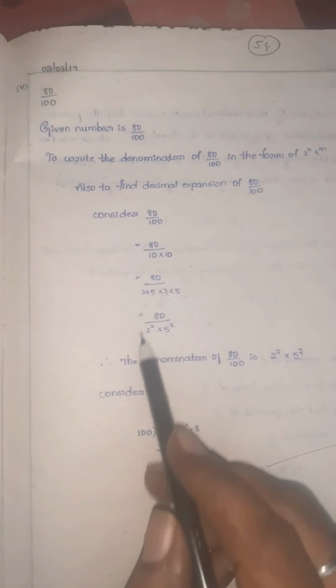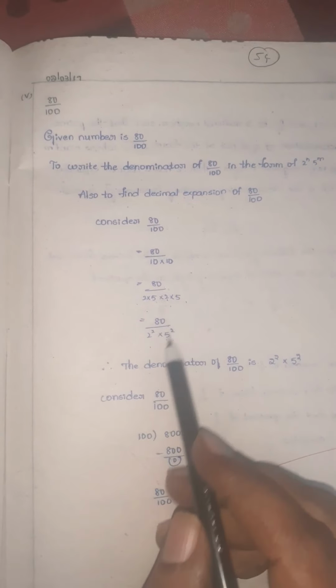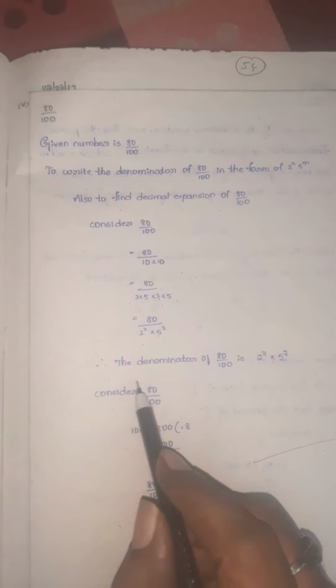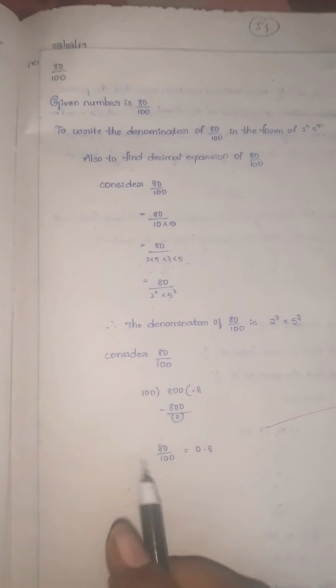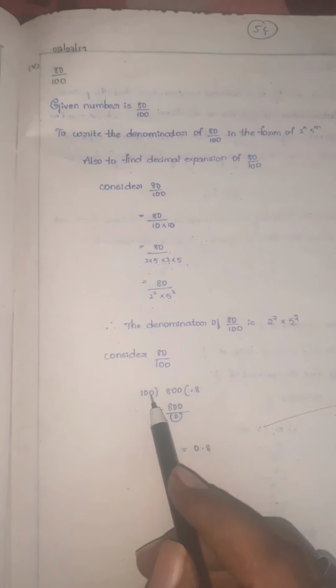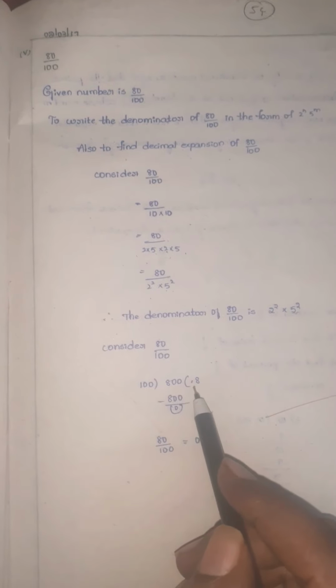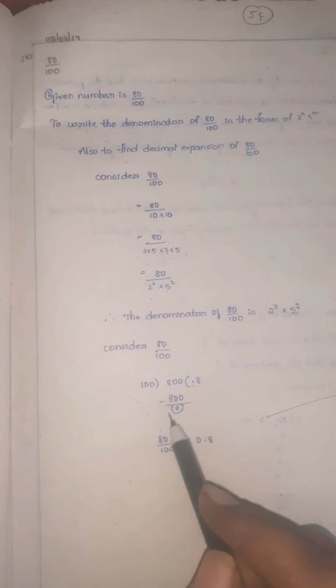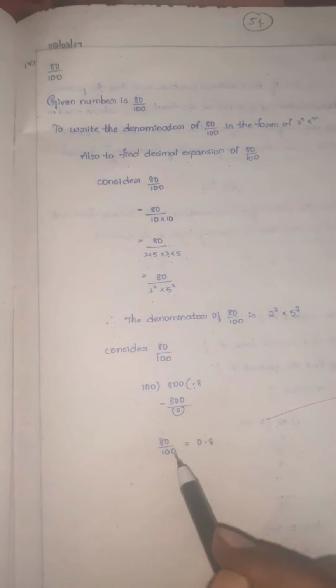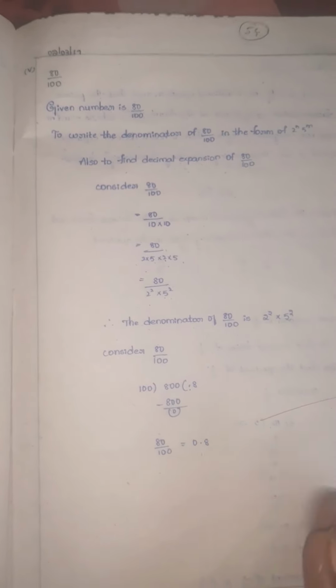So here how many 2s? 2 2s means 2 power 2. 5 is also 2 only, 5 power 2. So the denominator of 80 by 100 is 2 power 2 into 5 power 2. So consider 80 by 100. So 100 into 80 is not possible, keep the point. 0 means 100 0s are 800. So 800 minus 800 is 0. So the answer is how much? 0.8.